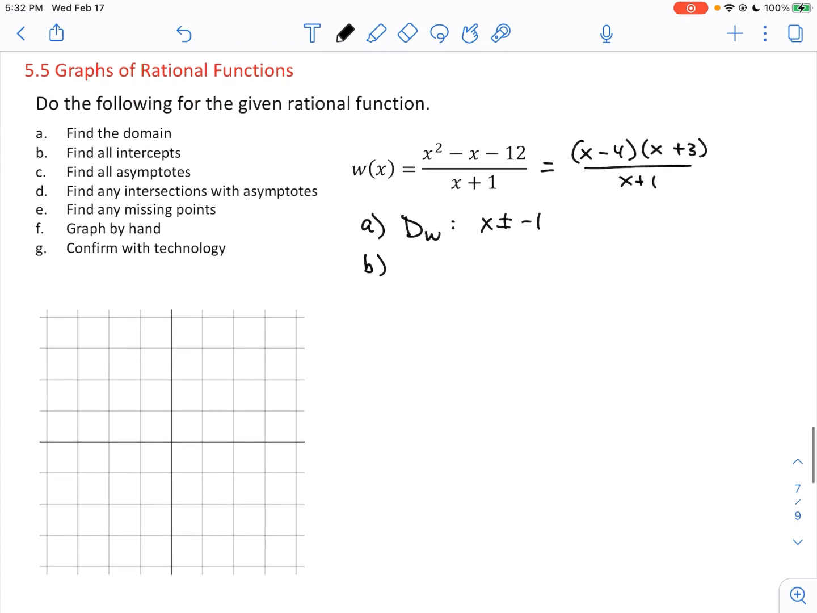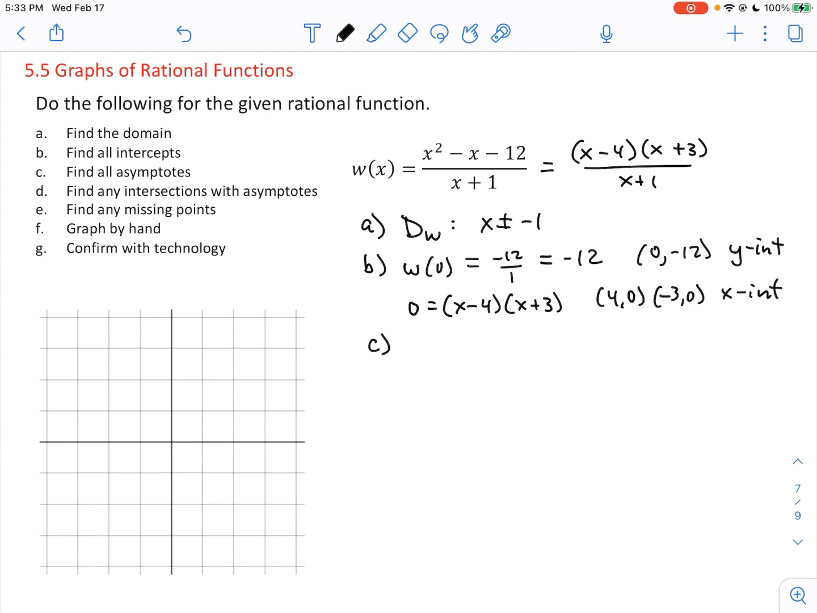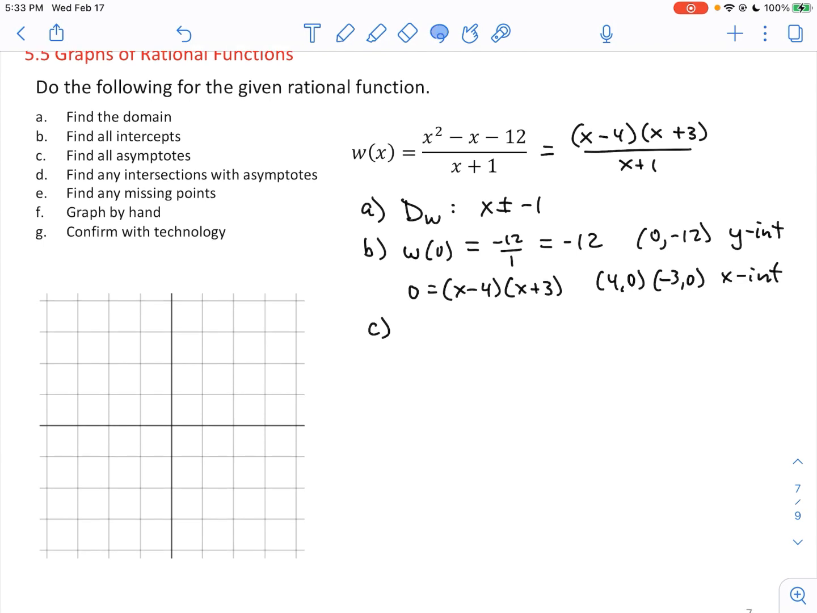Find all intercepts. Let's do w of 0 to find the y-intercept. Plug in 0, I get -12 up top and +1 on the bottom, so we just get -12. And then set the numerator equal to 0, and we get two x-intercepts, (4, 0) and (-3, 0). Part C, find all asymptotes. This one has a vertical asymptote at -1. If you try to plug -1 into this, you're going to get non-zero over 0.